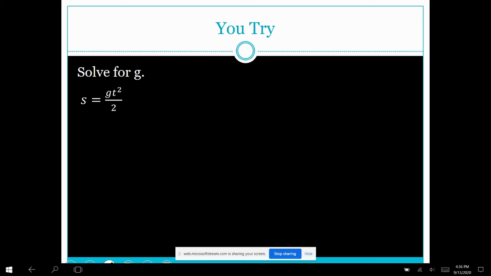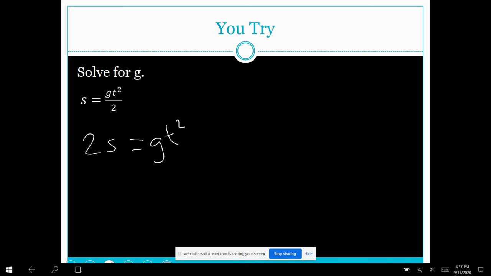So you guys can go ahead and try this problem if you'd like. Okay. So since g is stuck in the numerator, the first thing we need to do is deal with that denominator. Okay? How do we undo dividing by 2? Well, we multiply both sides by 2. So multiplying both sides of the equation by 2, we have 2s is equal to g t squared.